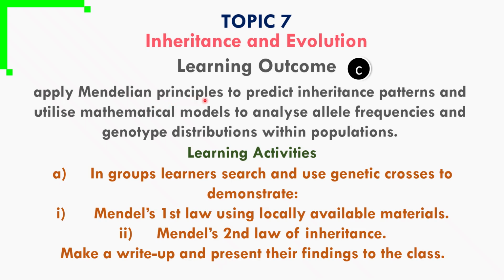Learning Outcome C: Apply Mendelian principles to predict inheritance patterns and utilize mathematical models to analyze allele frequencies and genotype distribution within a population. Our learning activity: in groups, learners search and use genetic crosses to demonstrate Mendel's first law using locally available materials, and Mendel's second law of inheritance. They make a write-up and present their findings to the class.